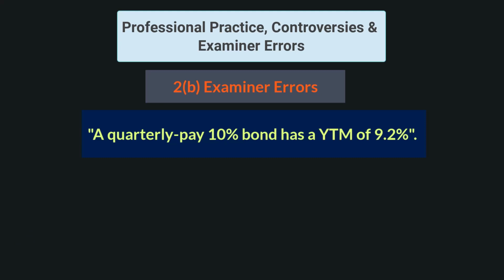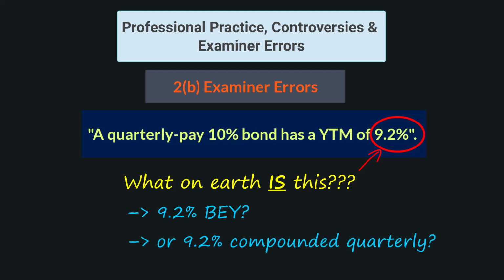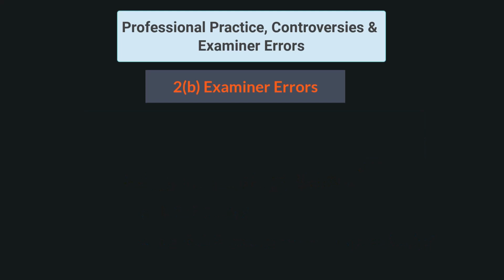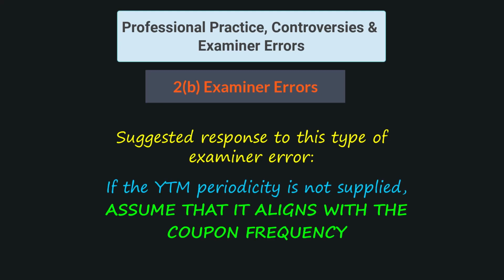For example, you read this in your exam. A quarterly pay 10% bond has a yield to maturity of 9.2%. Is that 9.2% compounded semi-annually, as is very common in the fixed income markets? Or is it compounded quarterly because this bond is a quarterly pay instrument? My advice to you as you engage in any pushback with an examiner who has wrongly graded you as incorrect in these situations, it is reasonable to assume in such cases that the unstated rate periodicity aligns with the coupon frequency.